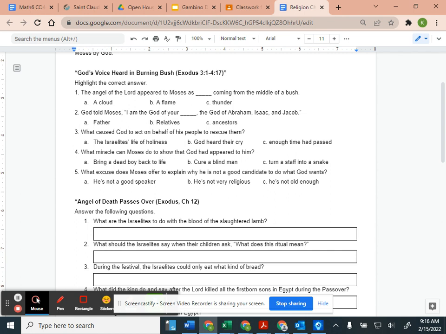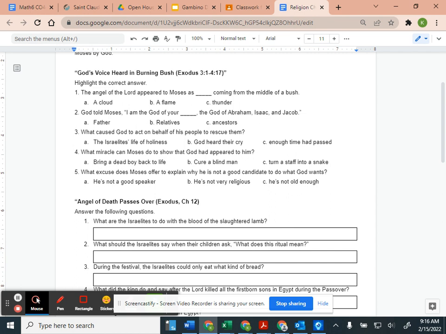Again, the Lord said to him, put your hand into the fold of your garment. So he put his hand into the fold of his garment, and when he drew it out, there was his hand covered with scales like snowflakes. Then God said, put your hand back into the fold of your garment. So he put his hand back into the fold of his garment, and when he drew it out, there it was again like his own flesh. You put your hand in your pocket, you pull it out, does it have scales all over it? Not normal. So that's another sign that God is with him.